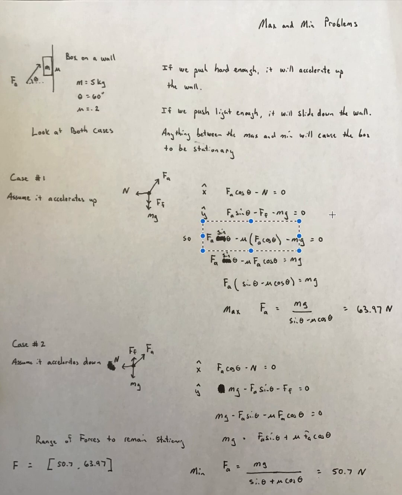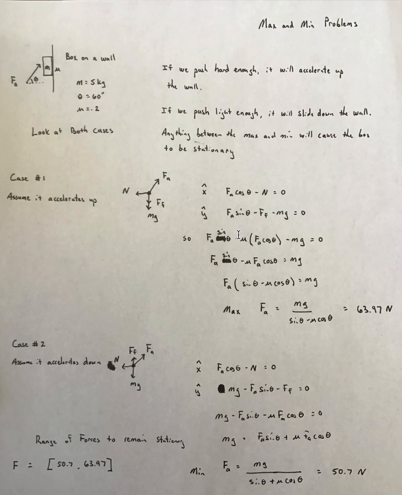Fa sine theta minus mu times the normal force, but the normal force is Fa cosine theta, minus mg equal to 0, and we just solve for Fa. So we get this equation for Fa, and when I plug in the numbers, I get 63.97 newtons. Okay, so that tells me that if I push exactly at 63.97, the box is just barely going to be stationary, and if I push anything harder than that, the box will accelerate up.